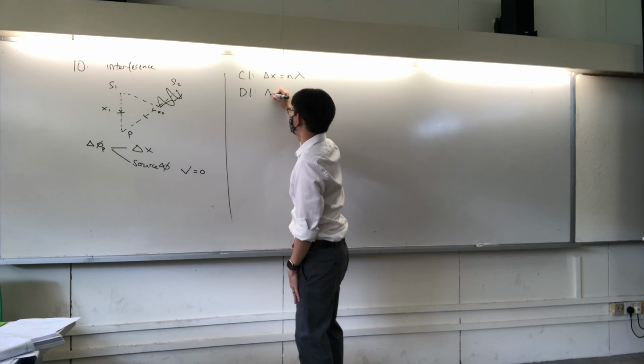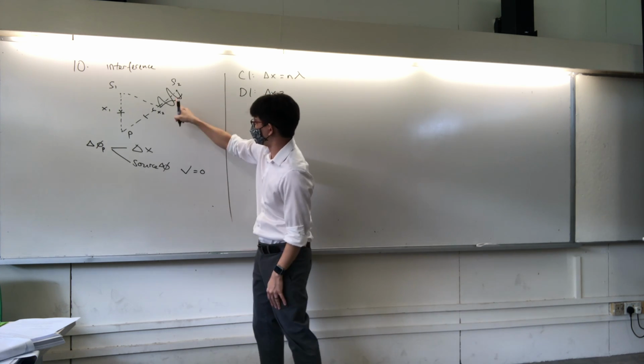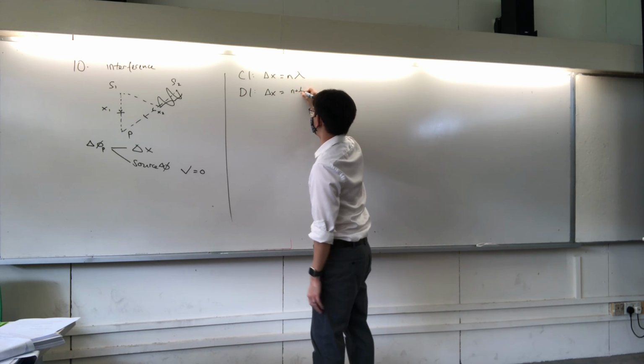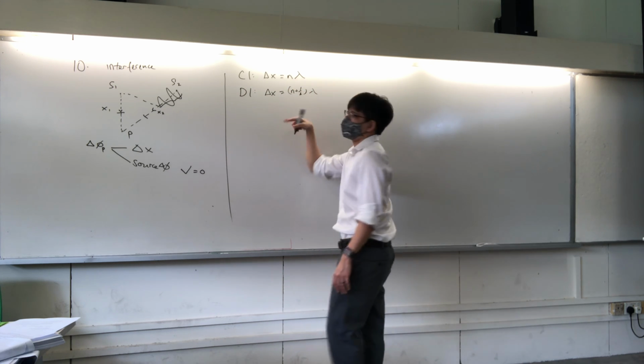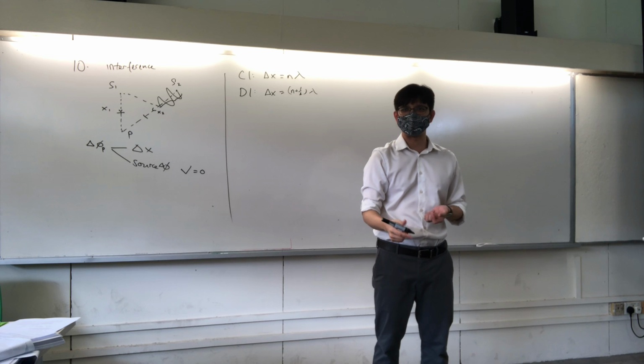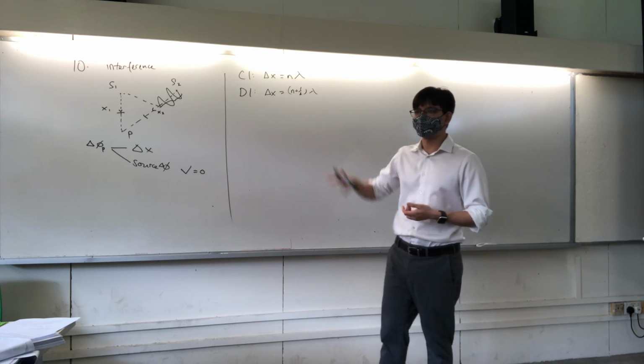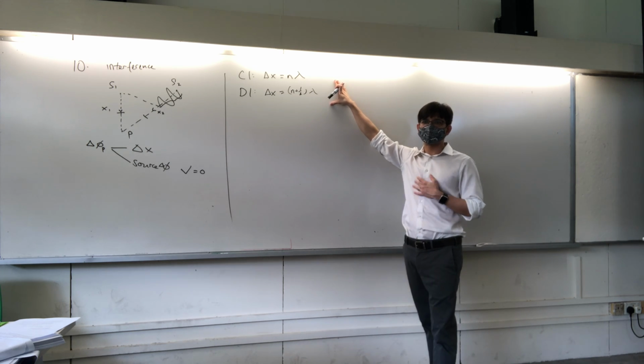So for destructive interference, the path difference needs to fit in n plus half wavelengths, where n can be 0, 1, 2, 3, 4, 5, integer numbers. Right? So you all agree that these are the two conditions to get constructive and destructive interference, right?